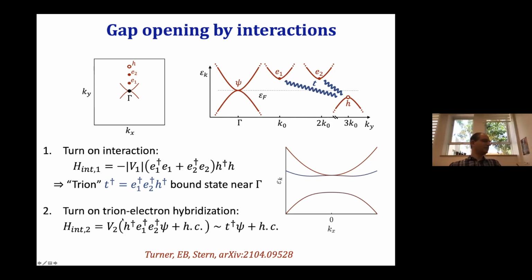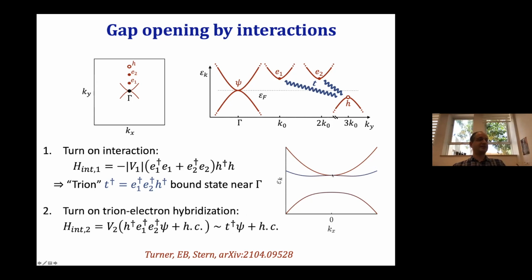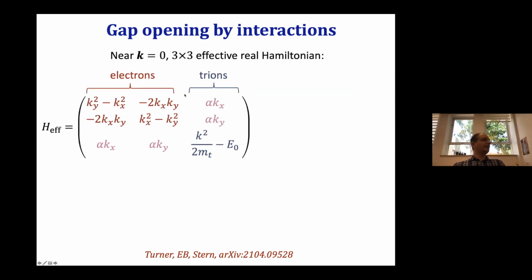Okay, now once we do that, we can turn on another quartic interaction, which hybridizes psi, which is electrons near gamma, with the trions. And since the trion has the same quantum numbers as an electron, it can simply hybridize with the original electron. Okay, so using that, we can show that without breaking any symmetry, a gap can actually open. Or slightly more explicitly, we can describe the system at low energies close to the gamma point by this 3x3 real Hamiltonian. It has to be real because of C2T symmetry.